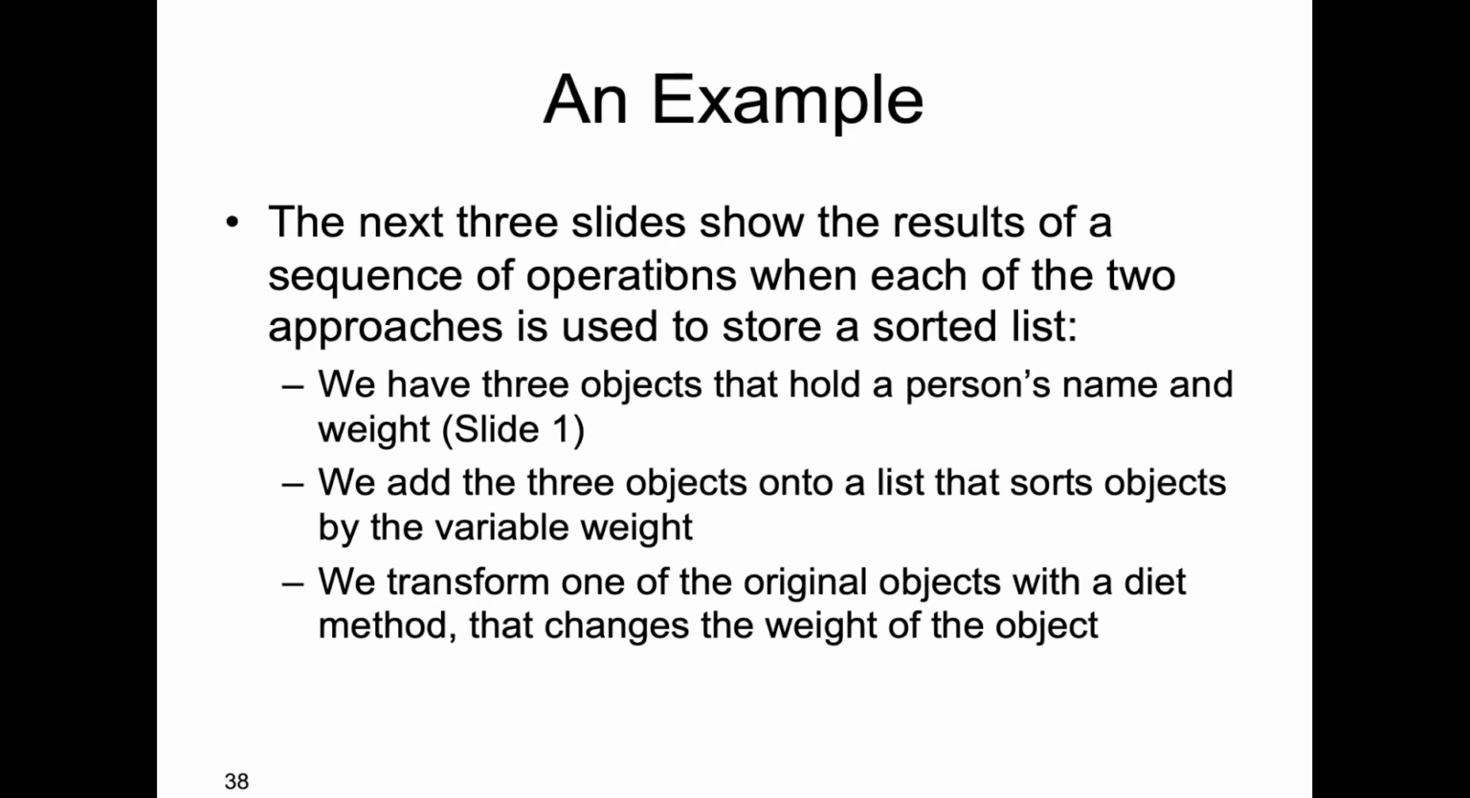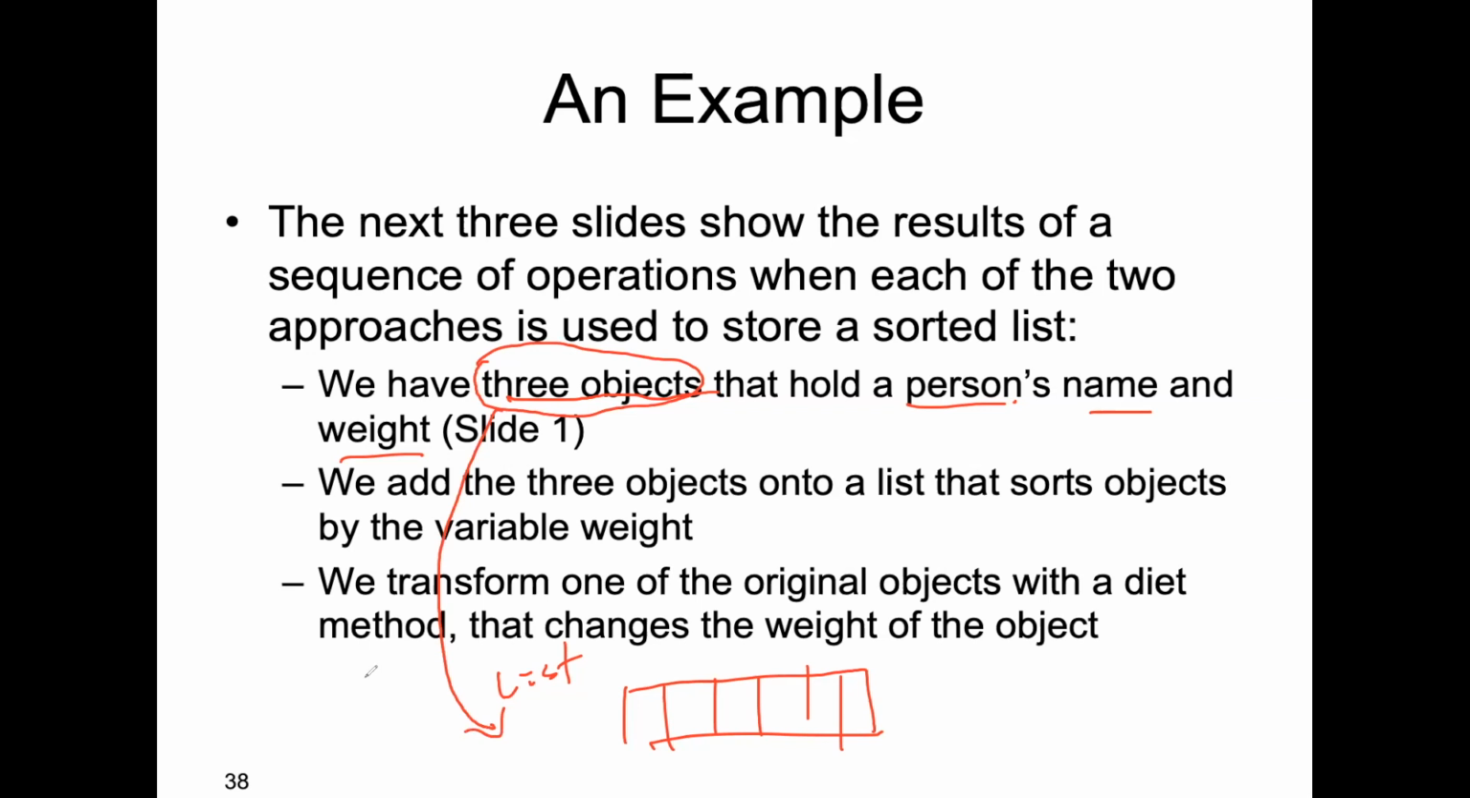Let's go through an example illustrating copying versus reference. Let's say we have 3 objects in this world, 3 persons. Each person has a name and weight. Our underlying data structure is a list, which is an array with n number of elements. We will store these 3 objects into this list with example number 1 by making a copy of the 3 objects into the list. So this is the copy route.